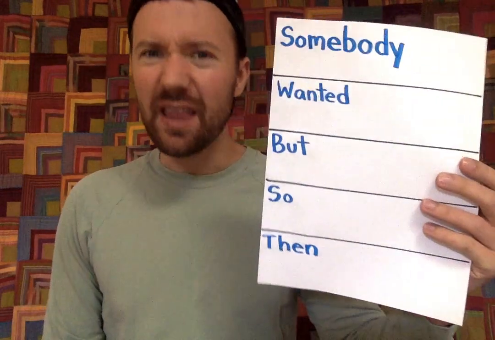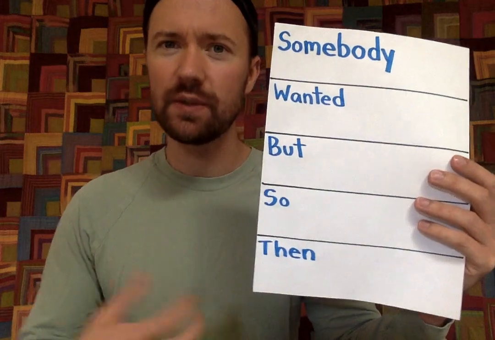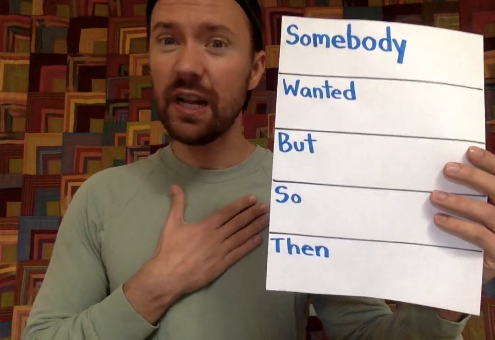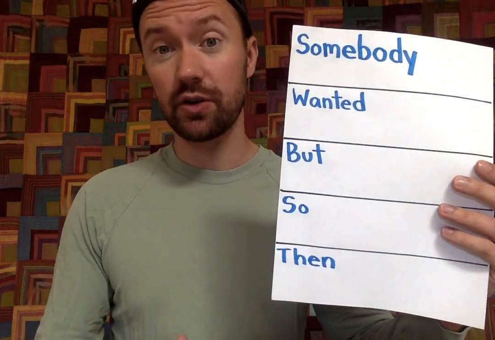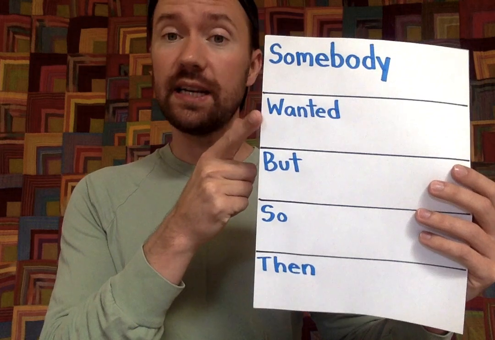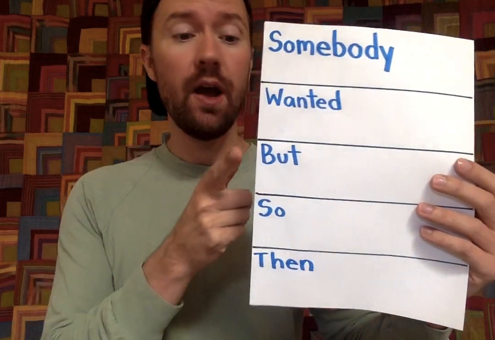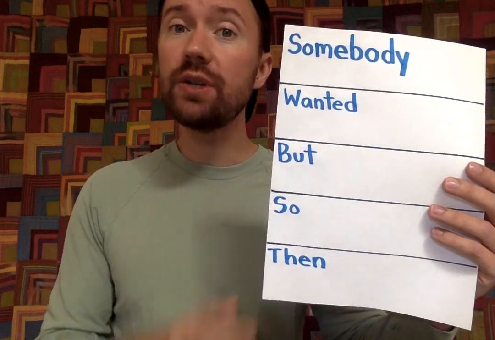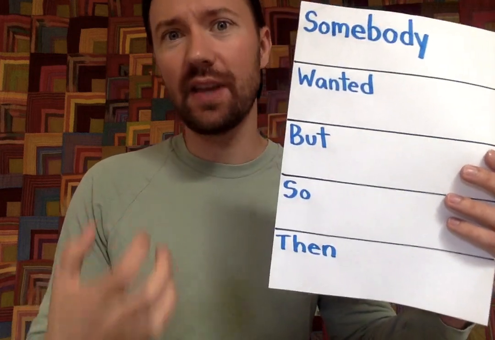So, reviewing this framework, the somebody wanted but so then framework that sometimes is the way authors tell fiction stories, will help us prepare to write our own. So let's just remind ourselves. Somebody tells the character or characters in the story. Wanted tells what the characters wanted to do or have or get. But tells the problem that happens in the fiction story. So tells how that problem is solved. And then tells what happens at the end of the story.